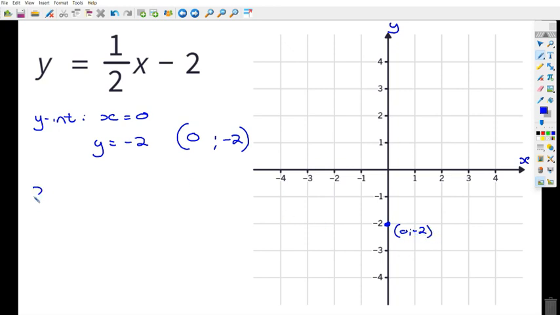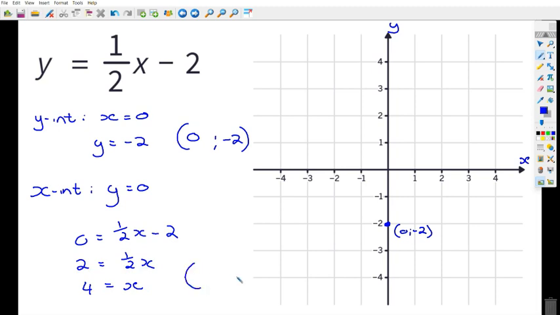Then to get where it cuts my x-intercept, we know that y is 0. That's going to be 0 is equal to a half x minus 2. Take the 2 across, it becomes positive 2 equals a half x. In order to get x by itself, I divide by a half on both sides, and if I divide by a half, I'm going to get 4 for x. Now give me the coordinate there. X is 4, y is 0. Let's plot that on the graph. That's (4, 0).